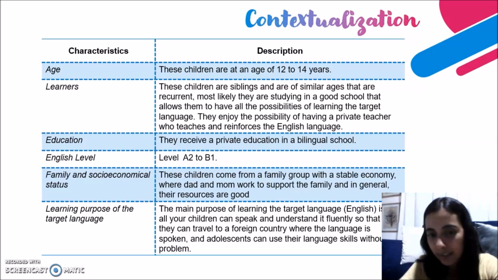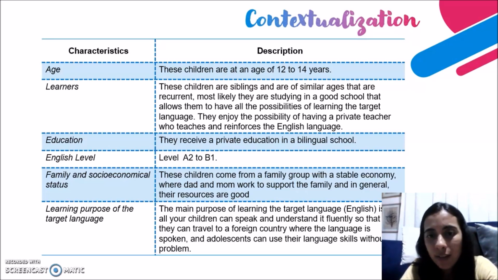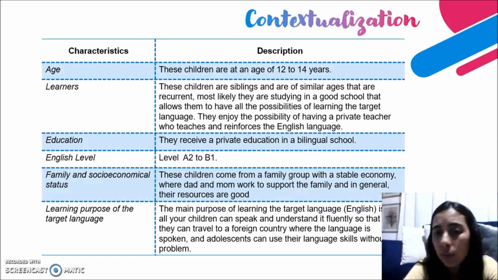As I already have an idea of what the population is, I think that some characteristics regarding these learners are: first is the age. These students are 12 to 14 years old, and they have a good formal education. The second is the learners, the siblings of similar age, who are most likely studying in a good school that allows them the possibility of learning the target language. However, as their parents wish to travel to a foreign country in the future, they enjoy having a private teacher who teaches and reinforces the English language, so that in the near future they will master maybe the essentials and be able to hold a free conversation.